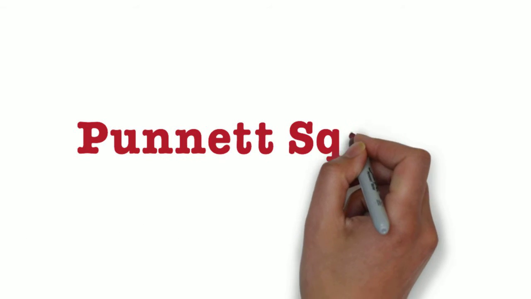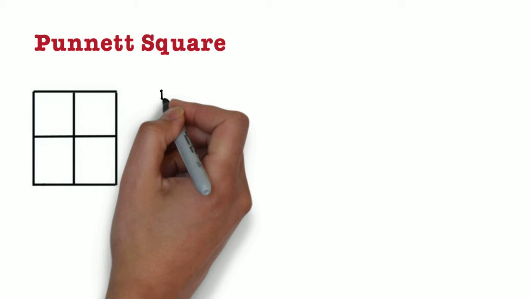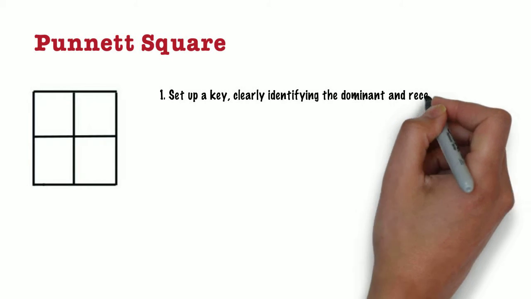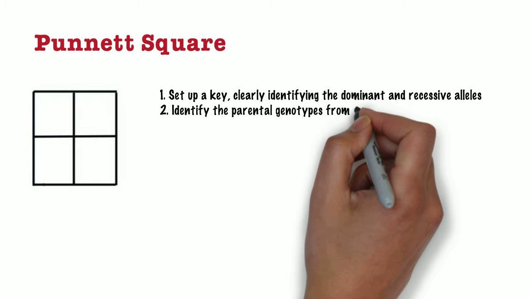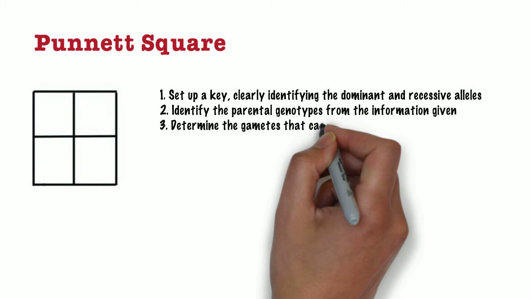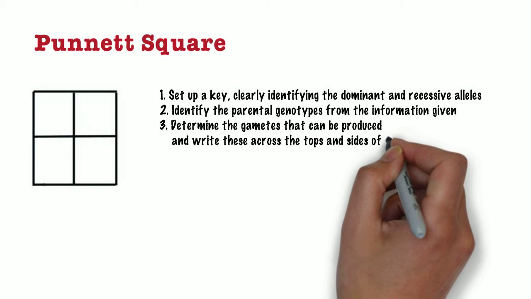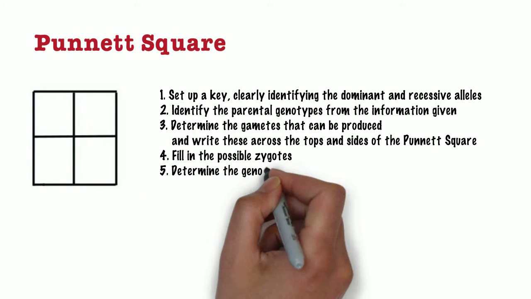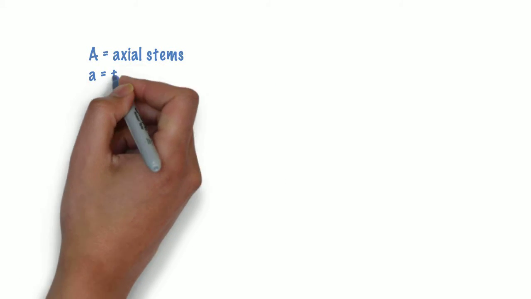Now let's take a look at Punnett squares and how to solve genetics problems. There's my Punnett square. And in my monohybrid cross, here's what I do. I want to set up a key, and I want to clearly identify the dominant and recessive allele. Secondly, I want to identify the parental genotypes from the information that's given to me and write that down. Next, I'll figure out the gametes that can be made, and I want to write those down the sides and top of the Punnett square. I'll combine those gametes, and I'll fill in the Punnett square with the zygotes, and then I determine my genotype and phenotype. So take a look.